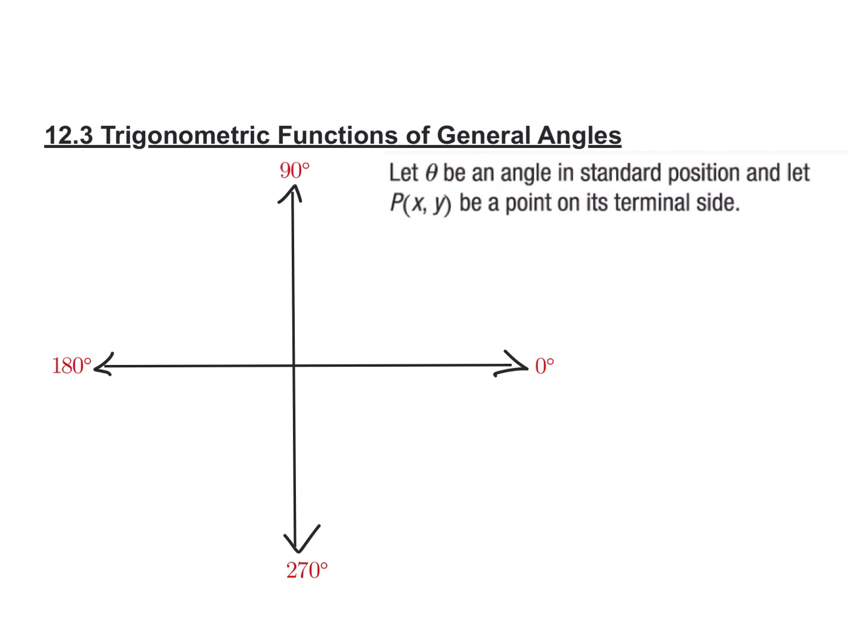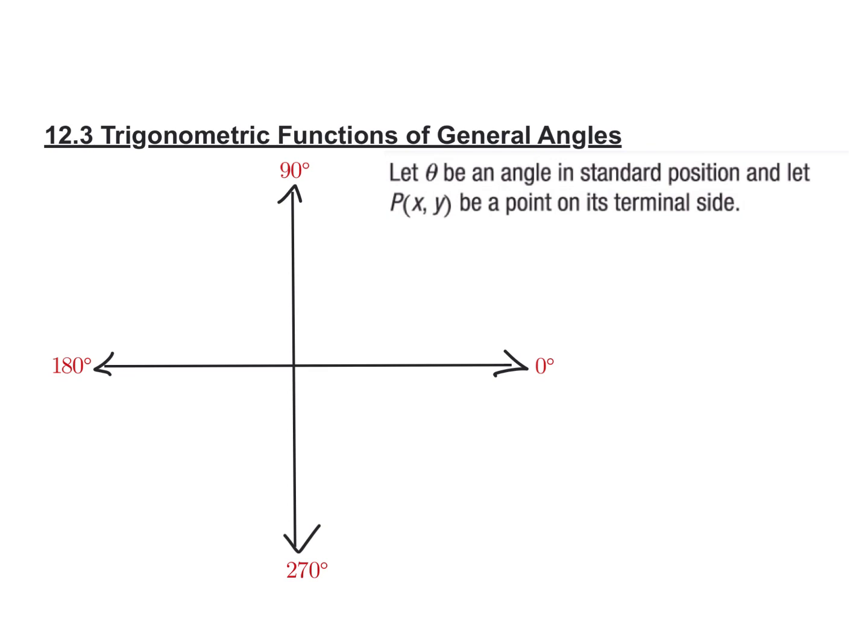So again, what's happening here is we have our standard grid system. We're going to draw some random angle theta in standard position, okay? And then on the terminal side is going to be some point xy. Now, I could choose to put theta anywhere I wanted, but for the interests of this course and to make this simple, I'm going to put it here in the first quadrant.